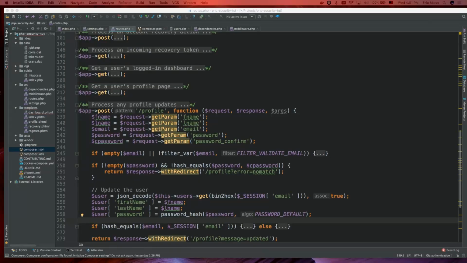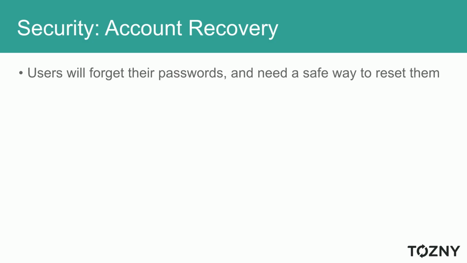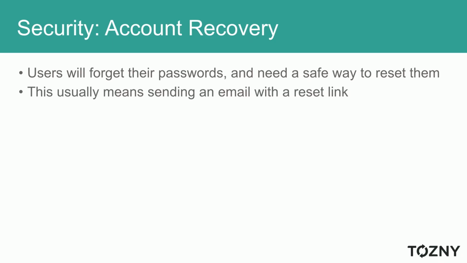The next component is very similar, which is account recovery. Now that we're storing passwords and hashing the stored passwords, if a user calls up and says, I forgot my password, we can't give them a password. So we need a way that they can reset passwords on their own. This usually means we're going to send them an email with some sort of a reset link, some sort of a token that they can use to reclaim access to their account.